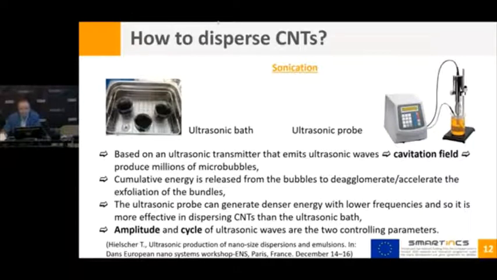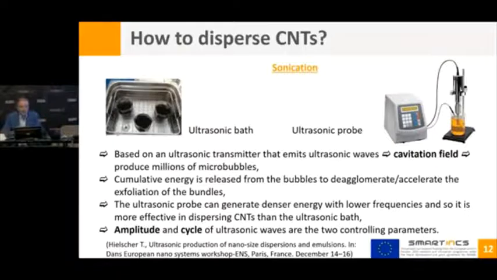So let's start first to talk about the sonication. You know the ultrasonic bath, because there is almost an ultrasonic bath in, let me say, almost any laboratory, just for cleaning, for example, any kind of object you want to clean. But there are also more powerful devices, like, for example, the ultrasonic probe, which is a system that you can immerse in a liquid, and in particular, the tip of the sonic probe is immersed into the liquid you want to disperse, and it's a very powerful system.